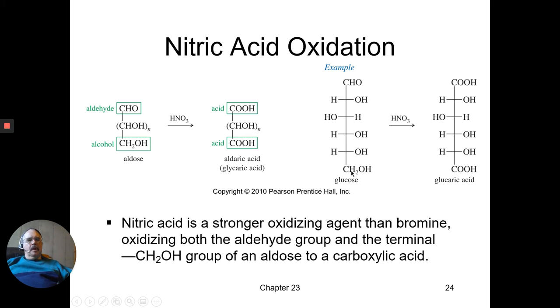Okay, so here's an example. For glucose, the aldehyde is oxidized and the primary alcohol is also oxidized. If we had a ketose, for example, if this were a ketone, and this is a primary alcohol, and this is a primary alcohol, the ketone would stay the ketone, but then the primary alcohol would get oxidized to a carboxylic acid, and so would the primary alcohol on the last carbon.